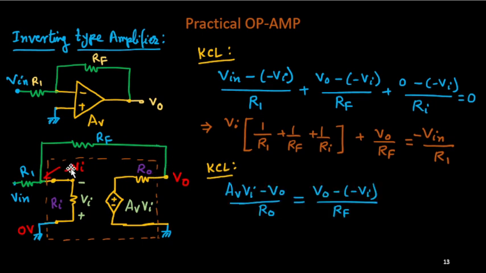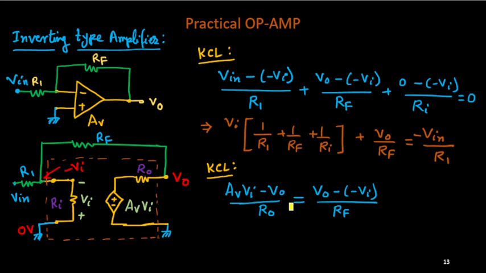So what can I do? What is the current through this to this side? This node is 0, this node is AV into Vi, and this is V0. So the current is AV into Vi minus V0 upon R0. This is the current from this to this side. Now from V0, it can go toward this side. It is the same current, because there is no branching. So whatever current is coming here, the same current has to go to this one. So I will consider that V0 minus this node potential, which is minus Vi, upon Rf.